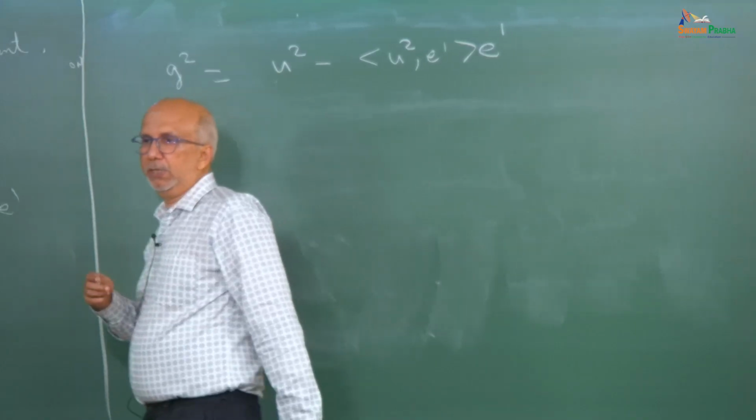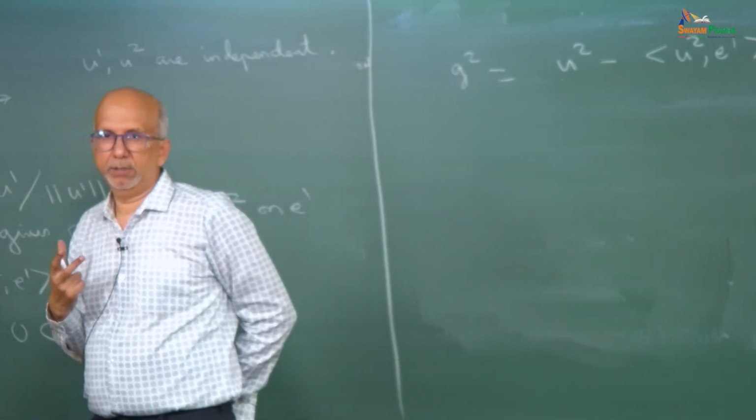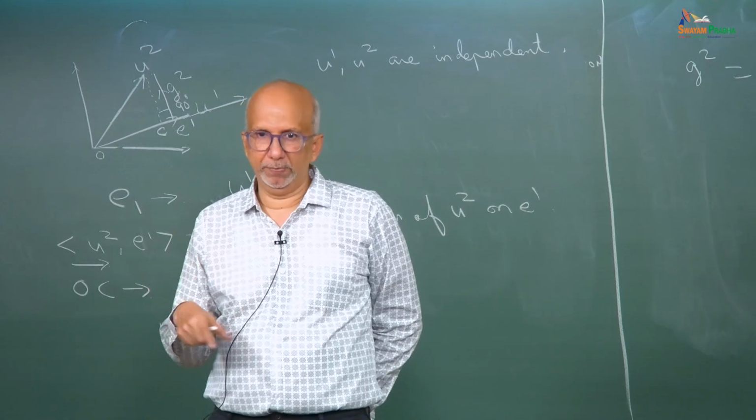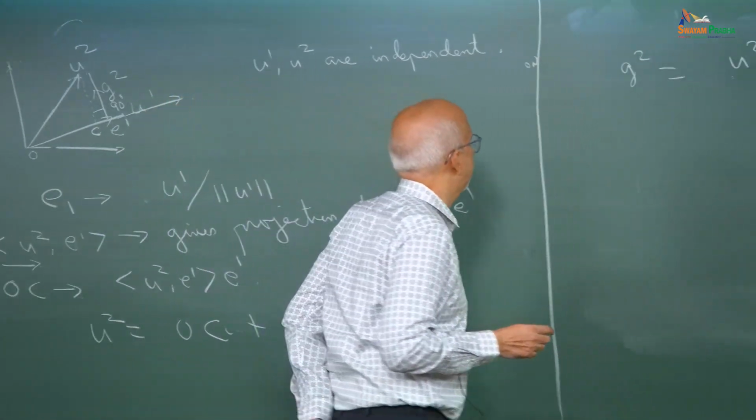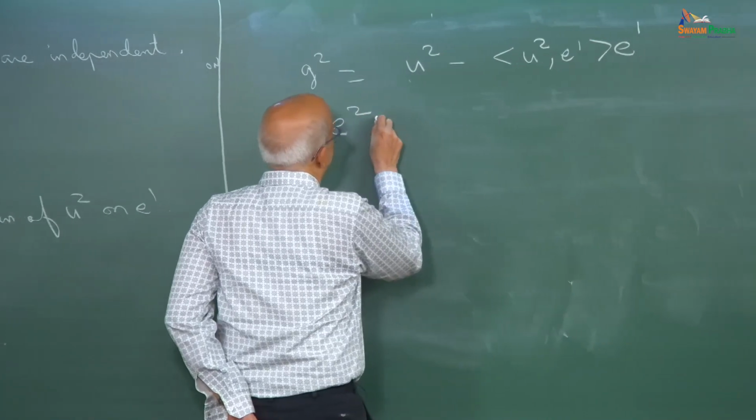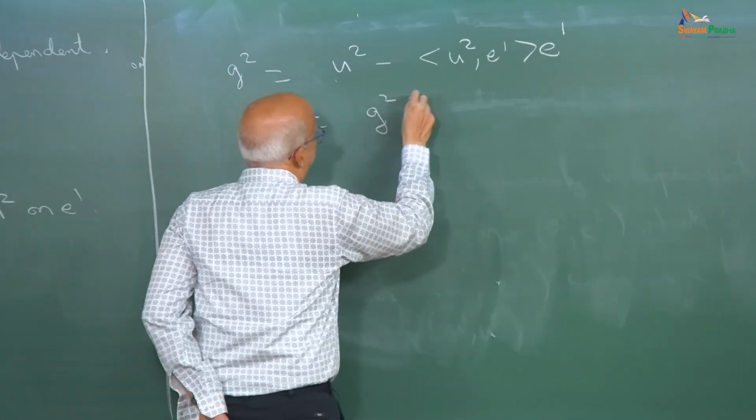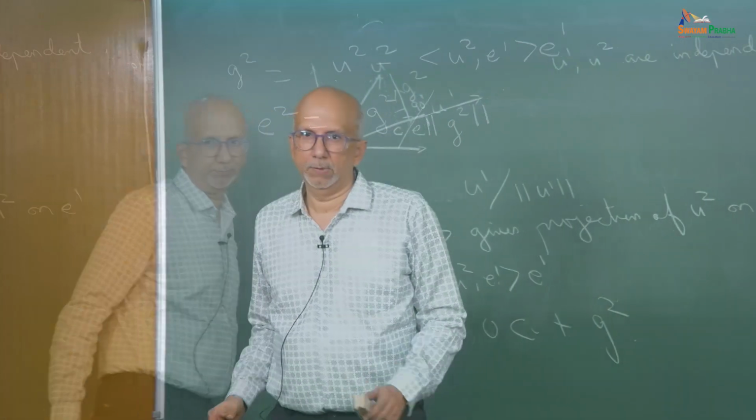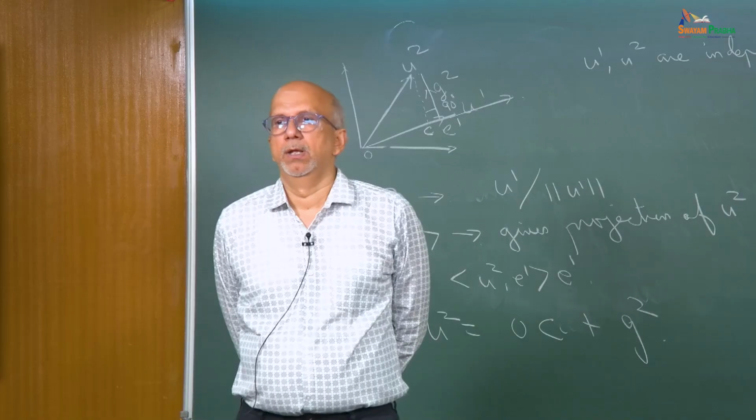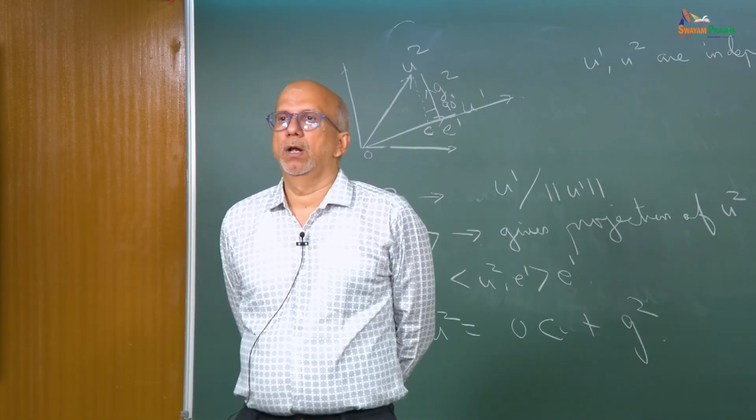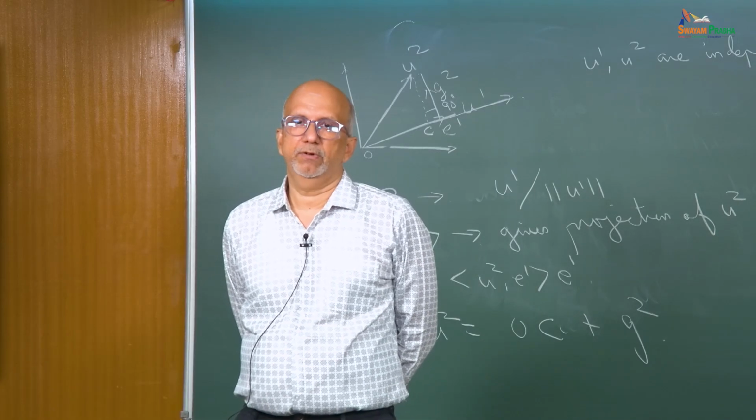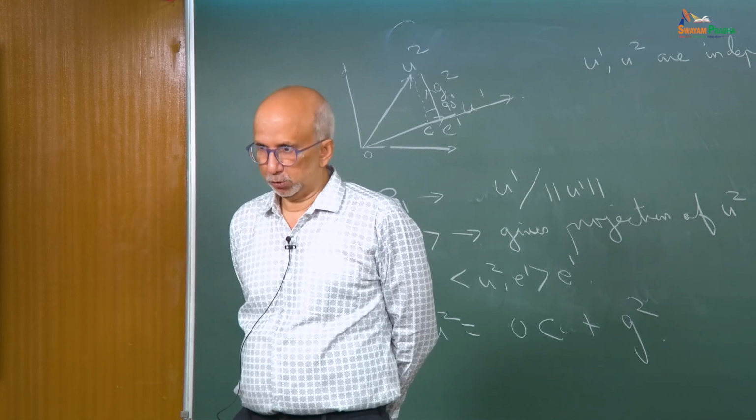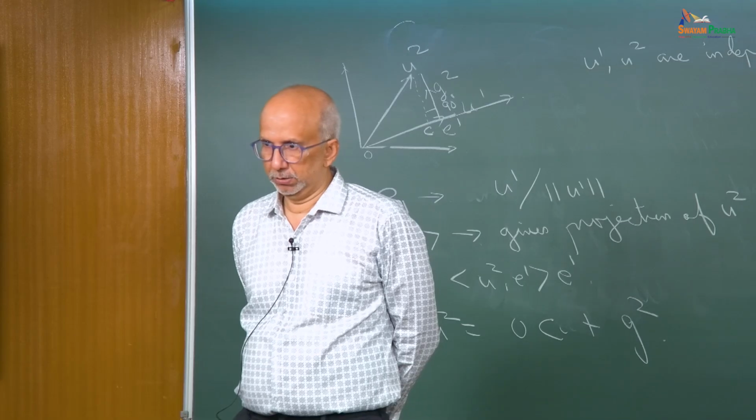But G2 may not have unit norm, may not have unit length. So, I want to make it also of unit length. How do I make this thing of unit length? Divide by the norm of G2. Of course, E1 and E2 have unit norm because I have normalized them, but I have to show that E1 and E2 are perpendicular.